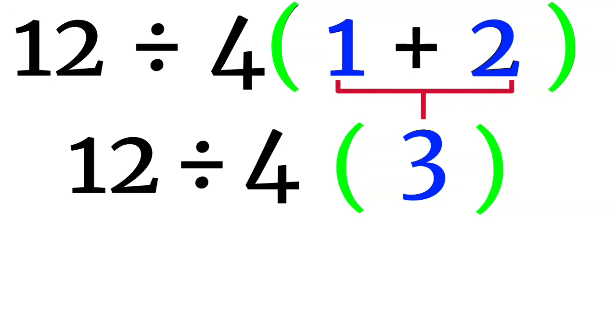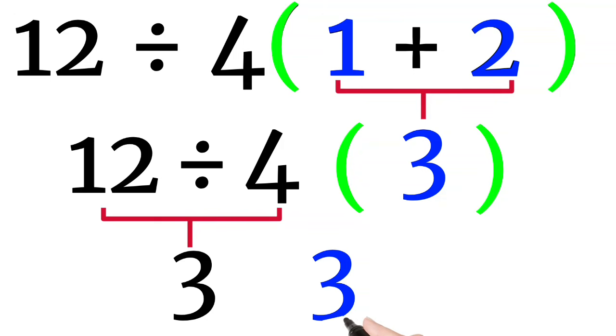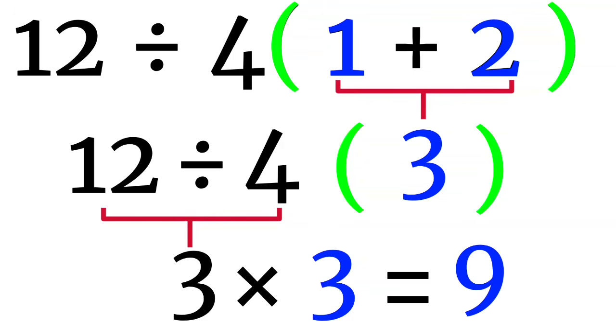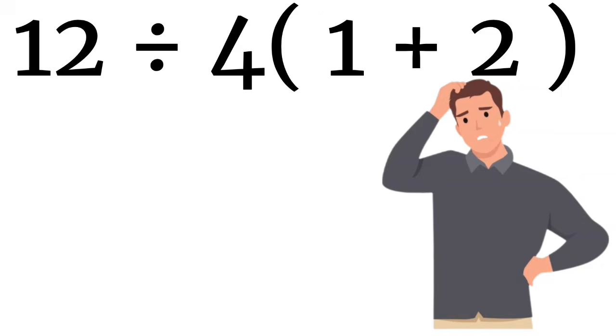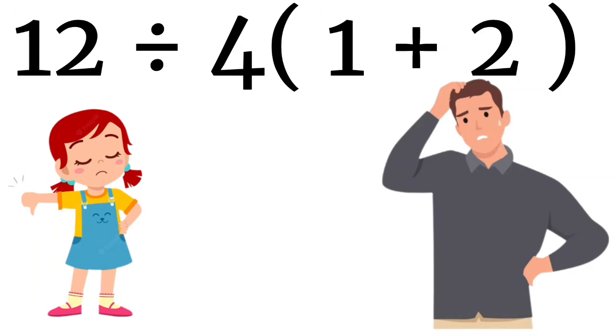PEMDAS, multiplication and division have equal priority. So we go left to right. 12 divided by 4 gives us 3. Then bring down the 3 from the brackets. 3 times 3 gives us 9. That's the right answer.